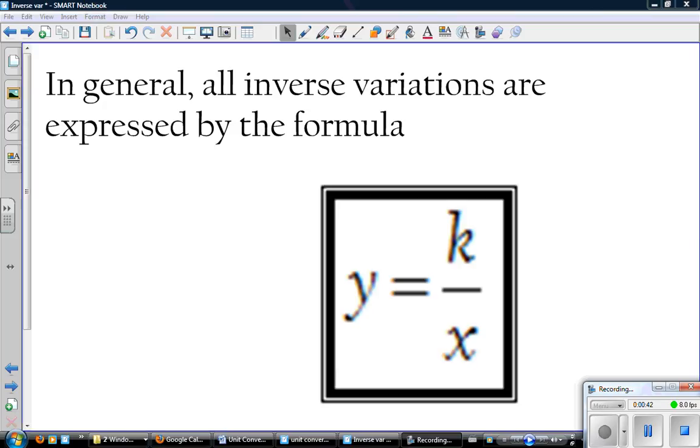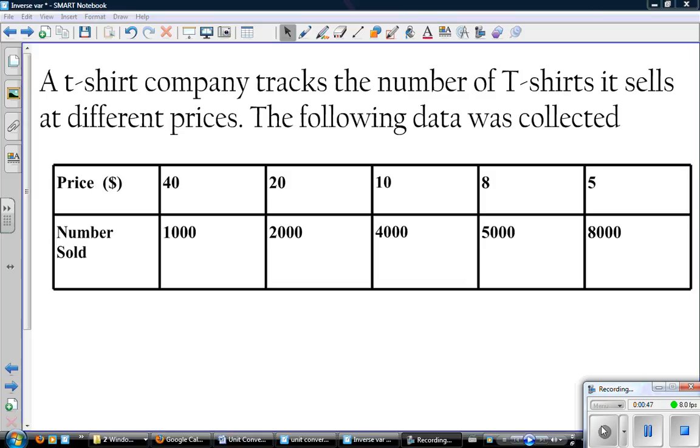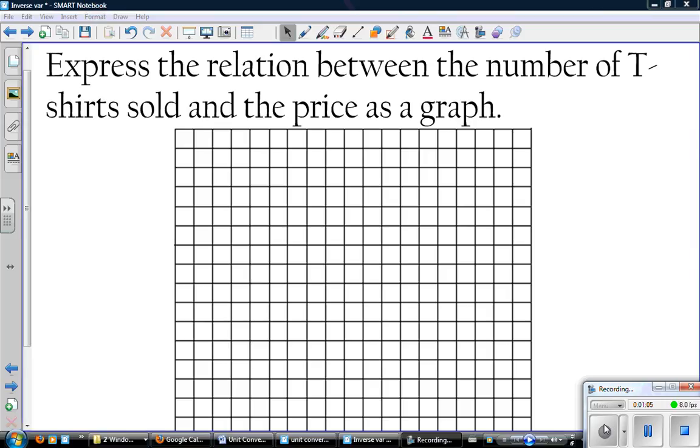So here's an example for you. A t-shirt company tracks the number of t-shirts it sells at different prices. So the higher the price of the t-shirt, the fewer t-shirts they sell. The lower the price of the t-shirt, the more t-shirts they sell. So we decided that the dependent variable was the number of shirts sold, and the independent variable was the cost of the shirt, the price point of the shirt. So you need to put that on the graph here.